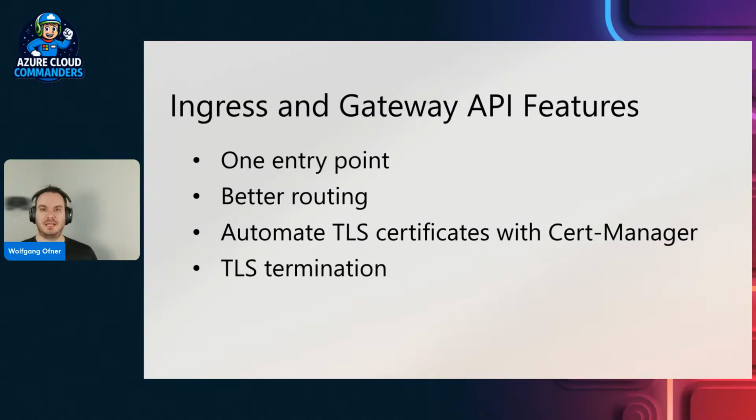This also includes TLS termination. This means we have HTTPS from our device to the ingress or the Gateway API, and from then on, we have HTTP on port 80 to reach our application. This means we don't have to change anything in our applications, but we still have a secure connection.